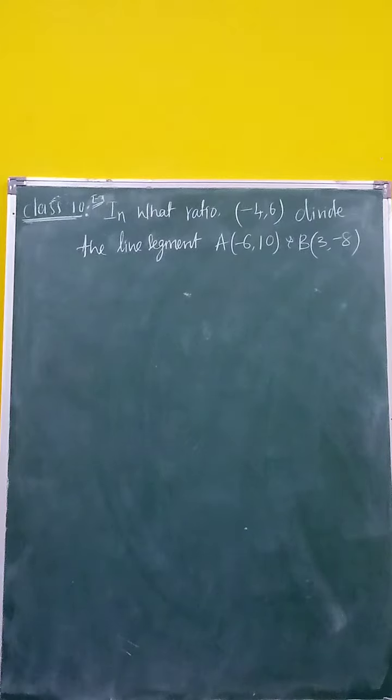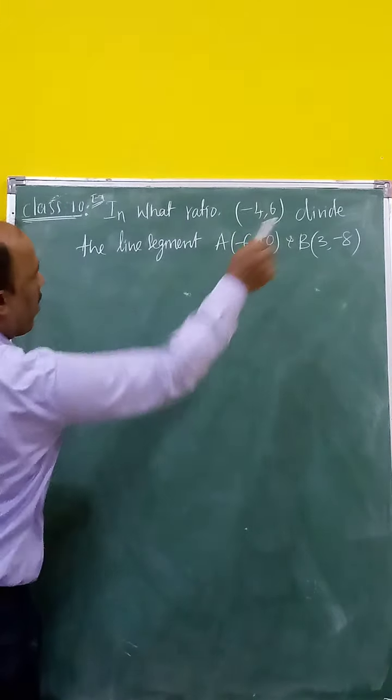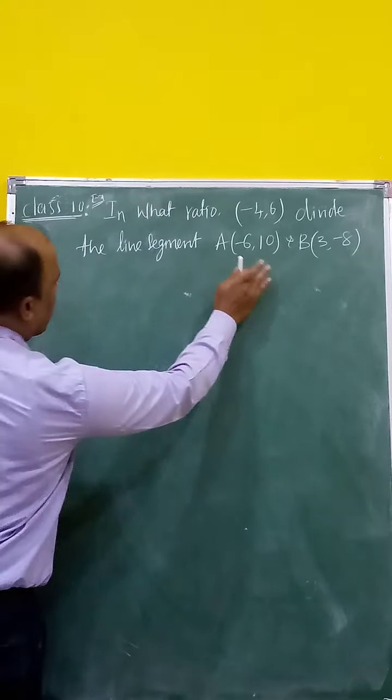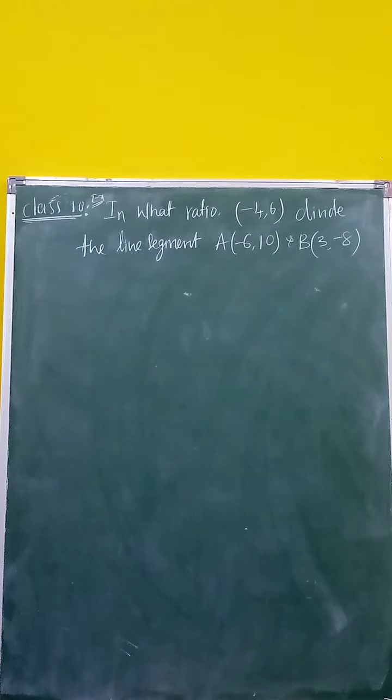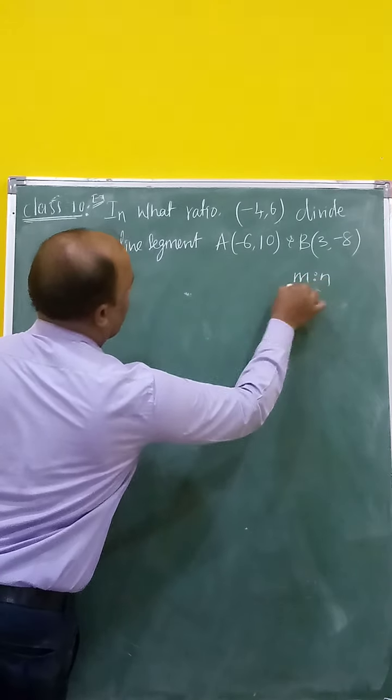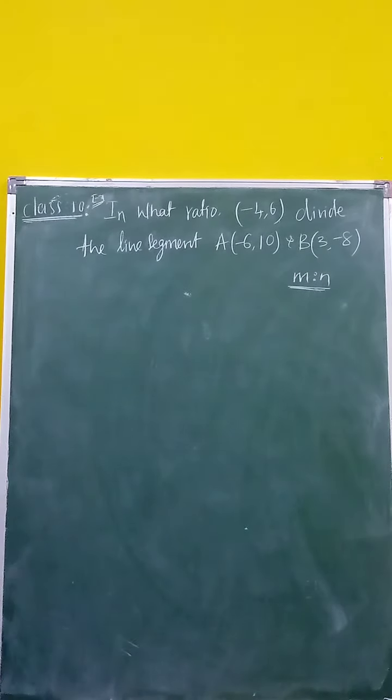Students, we will go for one more example. In the previous question we got the coordinates, how to find them. In this one we have to find the ratio, means m and n values. The question is, in what ratio does the point minus 4 comma 6 divide the line segment A minus 6 comma 10 and B 3 comma minus 8? In what ratio? That means we have to find the m is to n value. We have to find both values using the same section formula.